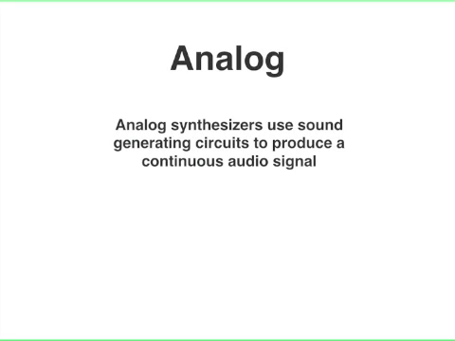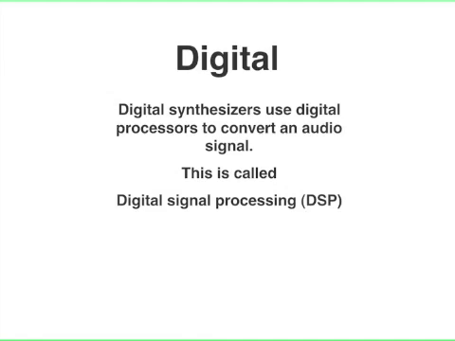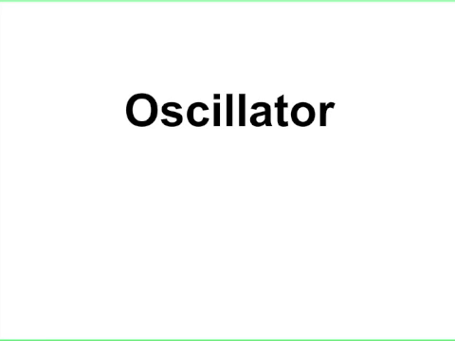And so here are some definitions. Analog synthesizers use sound generating circuits to produce a continuous audio signal. Digital synthesizers use digital processes to convert an audio signal to digital. The term digital signal processing is often used in terms of digital synthesizers. So that's kind of the basic breakdown of synthesizers, analog versus digital.